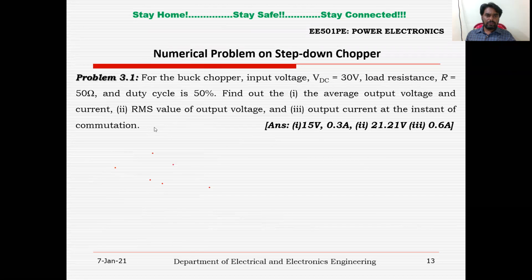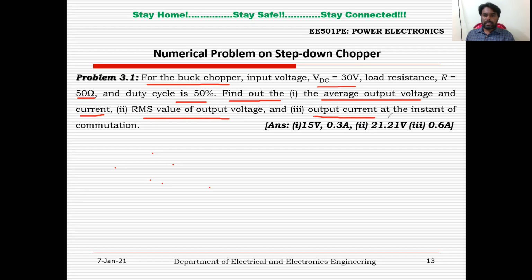Now we can solve 2-3 problems based on this buck chopper. This is problem number 1. For the buck chopper, the input voltage given is 30 volts. The load resistance given is 50 ohms. The duty cycle is also given as 50%, which is 0.5. Now he has asked to calculate the average output voltage, average output current, RMS output voltage, and output current at the instant of commutation. So these things we need to calculate.